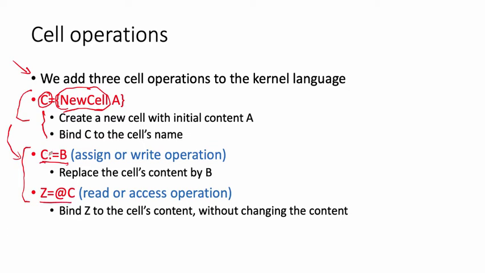For the assignment, we will use a colon equal notation. This replaces the cell's content, and the read allows a variable represented by Z to be bound to the content without changing it. This is very similar to what you've seen, except that everything is explicit. We create the cell explicitly, we assign explicitly, and we access explicitly. If you have a language like Java where you do something like I equal I plus 1, there are many things going on here. The I on the left is an assignment. The right one is a read.